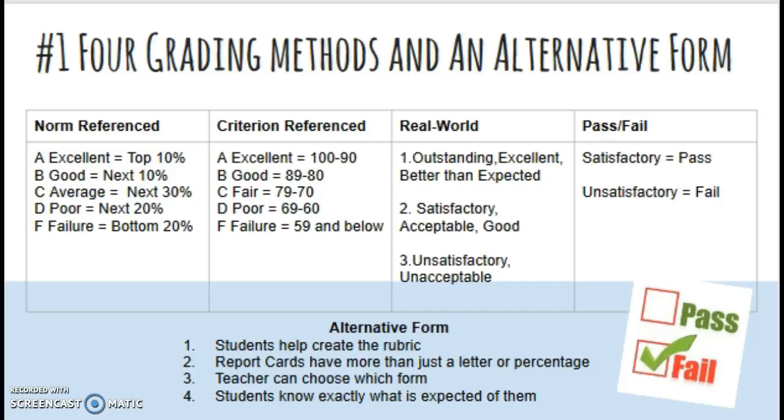The real world grading is a very simplified grading, as you can see. This model is often used in the corporate world, so they want to also include it in the school. So the students will be given one of three grades. The first grade will be outstanding, excellent, better than expected, and then you could also receive satisfactory, acceptable, or good, or the last one, which is unsatisfactory, unacceptable. It is just very simple and easy for teachers to use.